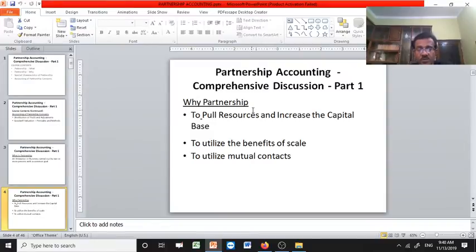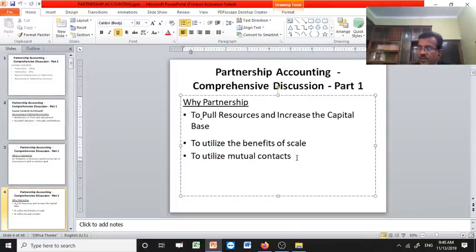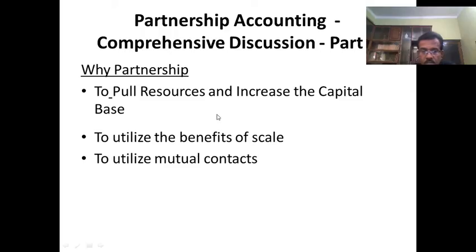These are the reasons why partnership businesses are formed. One is to pool resources and increase the capital base, to utilize the benefits of scale, to utilize mutual contacts, and to increase the market share, to capitalize on market share.